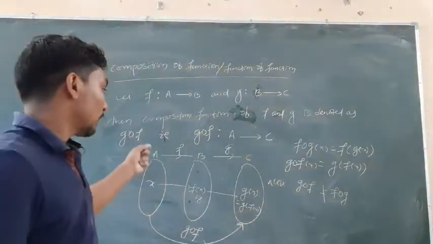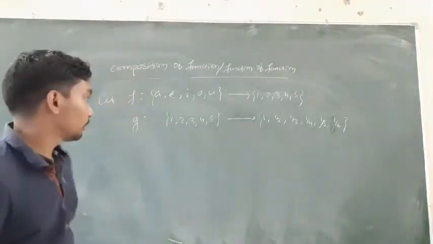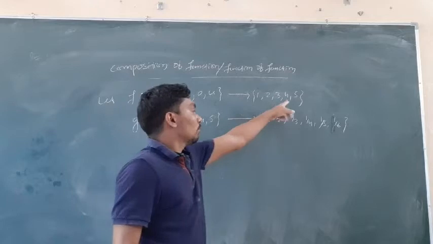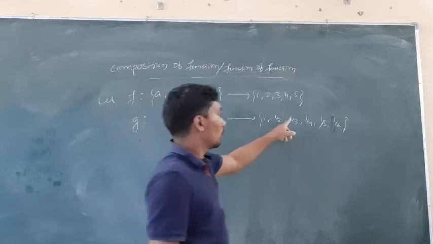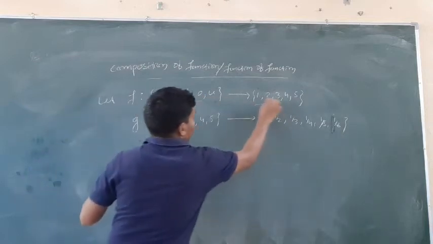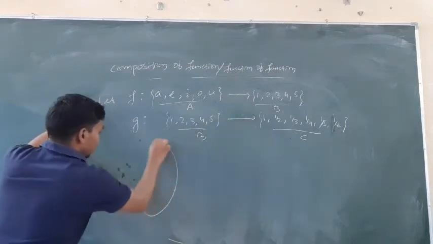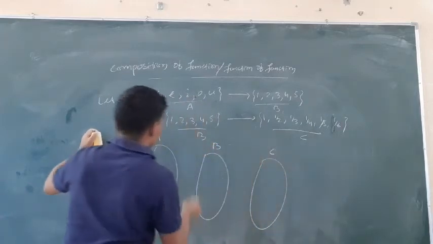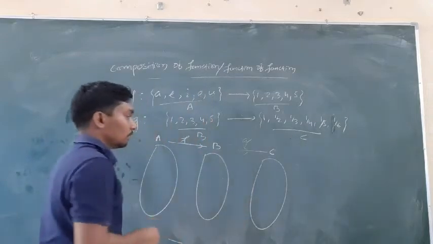Now taking an example to define the gof of functions. Let us see the example. Suppose f is a function from the set {a, e, i, o, u} to {1, 2, 3, 4, 5}, and g is a function from {1, 2, 3, 4, 5} to {1, 1/2, 1/3, 1/4, 1/5, 1/6}. Here set A, set B, set C. F is the relation from A to B, and g is the relation from B to C.